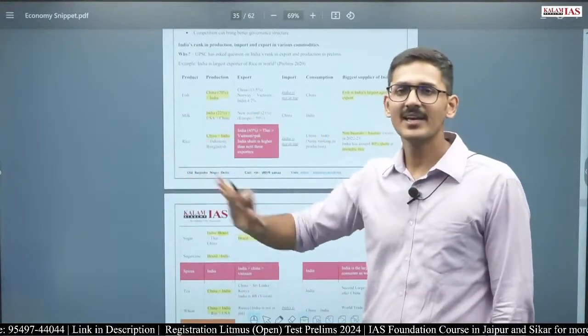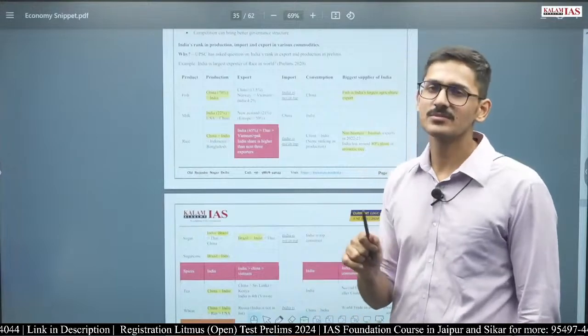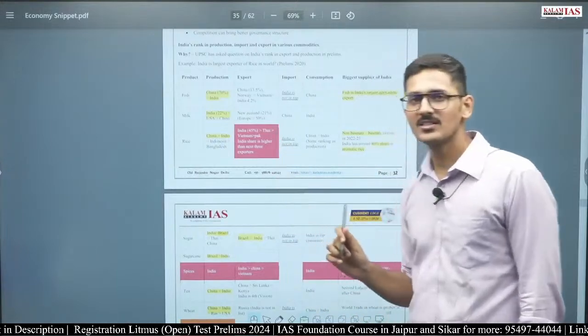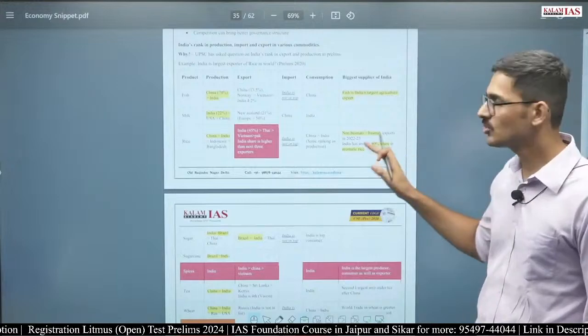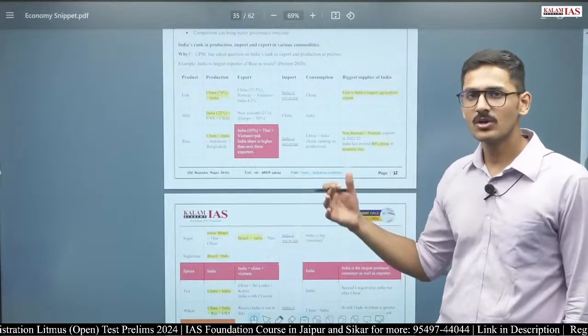In rice, India is not the largest producer. China is the largest producer, but India is the largest exporter.